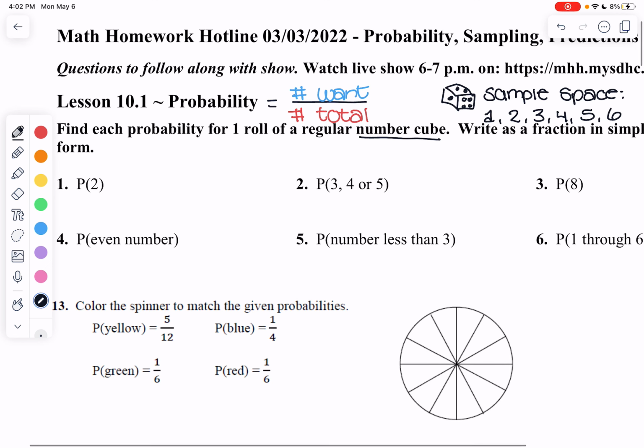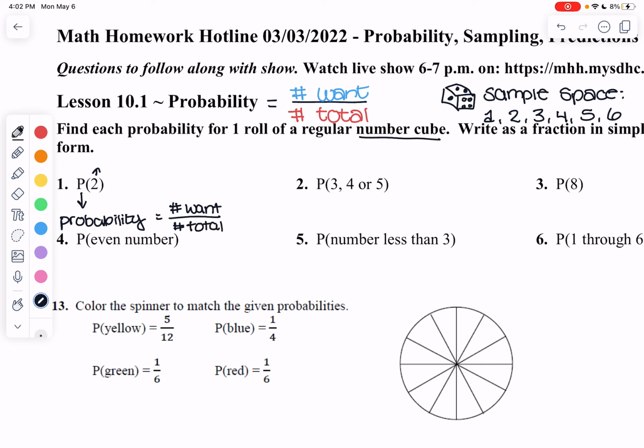Let's look at number 1. Number 1 says P, and then in parentheses 2. These mean 2 different things. P, first of all, just means probability. P means what is the probability, or the number of things I want over the number of total things that could happen, of 2. Whatever I see inside of the parentheses is what I want to happen. So this is what I want.